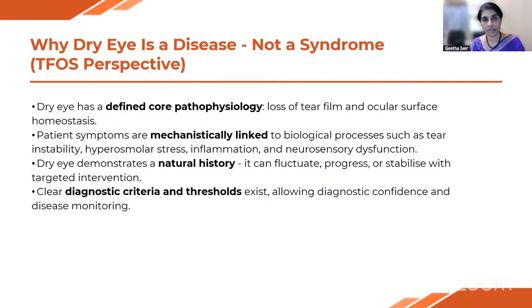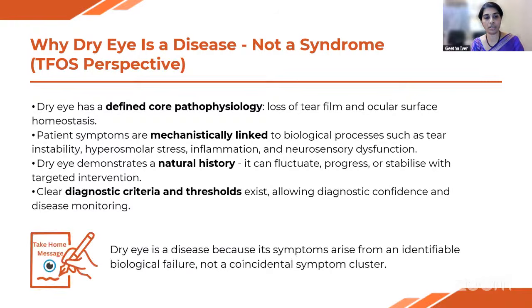So why dry eye is a disease and not a syndrome has already been clearly outlined, because it has a defined core pathophysiology. Patients' symptoms are mechanistically linked to biological processes such as tear instability, hyperosmolar stress, inflammation, and neurosensory dysfunction. It demonstrates a natural history, and clear diagnostic criteria and thresholds exist for disease definition and monitoring. It is a disease because its symptoms arise from an identifiable biological failure and not a coincidental symptom cluster.